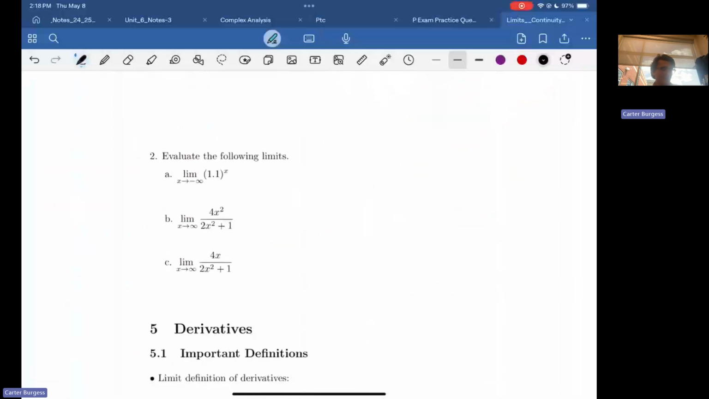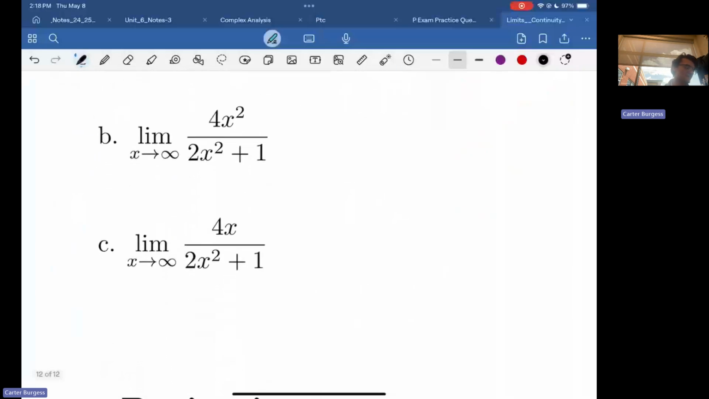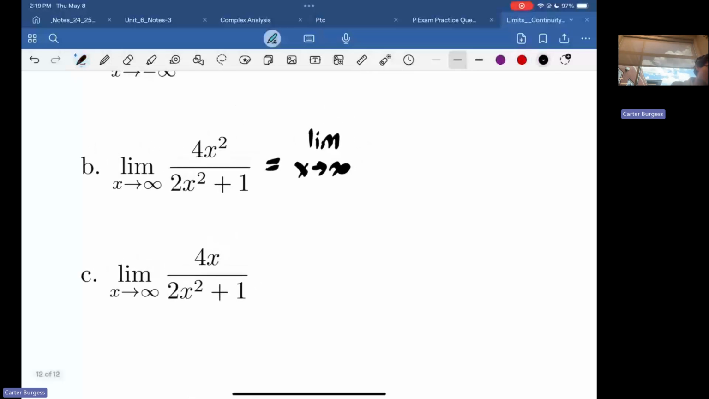So let's take a look at some examples. For instance, I'll leave A as an exercise to the reader. Let's look at B and C here. Limit as x approaches infinity of 4x squared over 2x squared plus 1. As x gets really, really big, what part of this equation really just does not matter anymore? The plus 1 is just too small for us to care about. And in fact, anything other than the leading term is too small for me to actually care about.